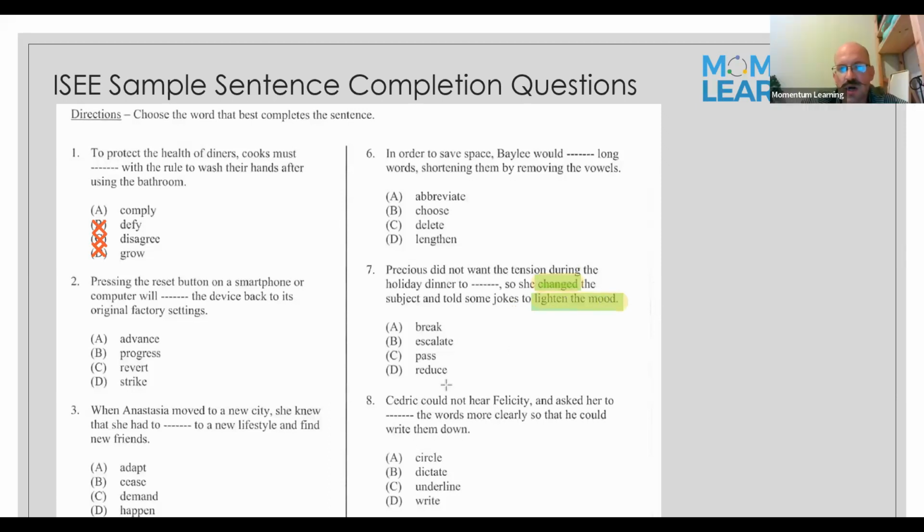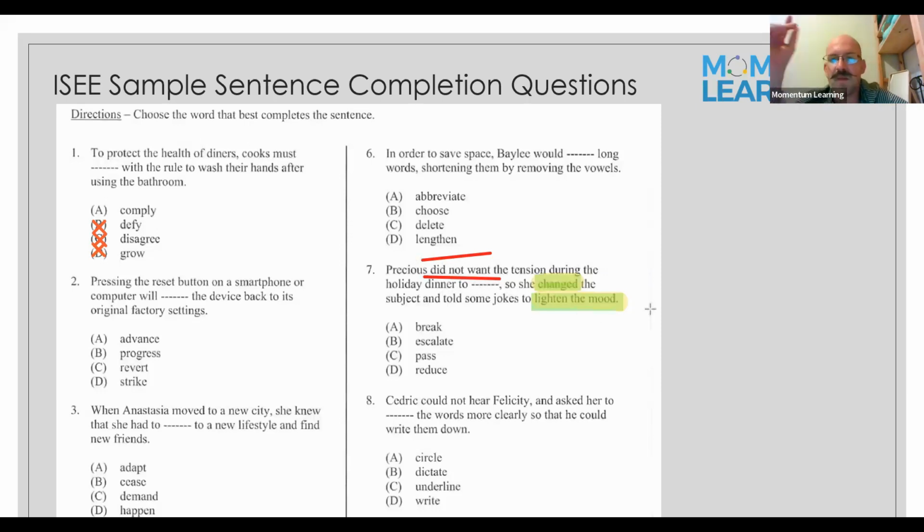Okay, so that's a trick one here. Because we're wanting the tension to go down, so we would think reduce. But let's go back to the sentence. Precious did not want the tension during the holiday dinner to blank. So she did not want the tension during the holiday dinner. Okay, so she's lightening the mood. Okay, I love it, Samuel. I appreciate the help. No. You don't have to get rid of it.